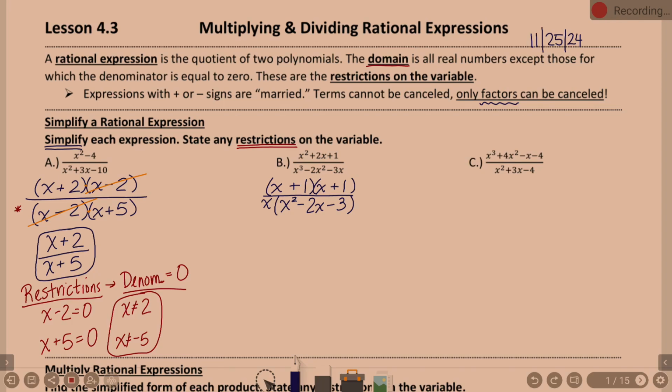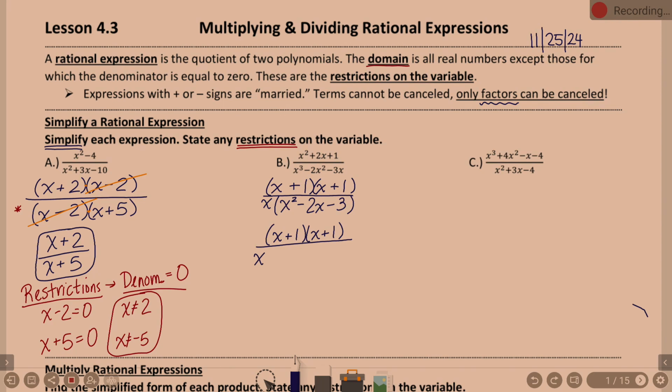Now, you know we're not done yet, right? We need to finish factoring the denominator. So I'm going to rewrite this. My numerator, I already have x plus 1 times x plus 1. My denominator, what about that x out front? I'm going to carry it down, right? Don't lose it. Don't forget about it.